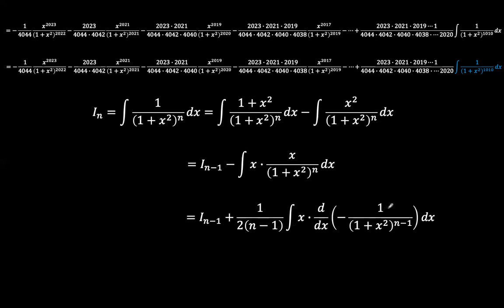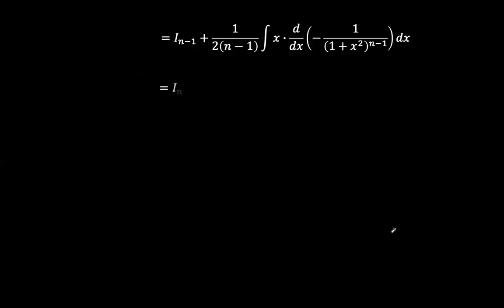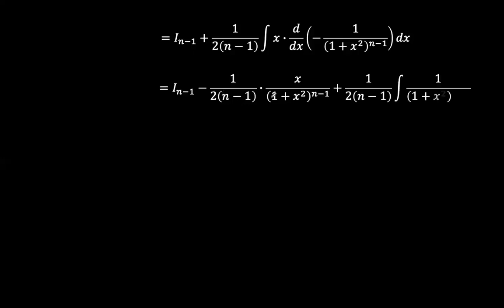minus, times 1 over 1 plus x squared to the power n minus 1, right? And so we continue, and we show that now using integration by parts, this is v and this is capital U, so uv is 1 over n minus 1 times x over 1 plus x squared to the power n minus 1, minus minus, because of this minus, 1 over 2, 2 times n minus 1, times the integral of 1 over 1 plus x squared minus 1. So as you can see here, this is the same as I n minus 1.